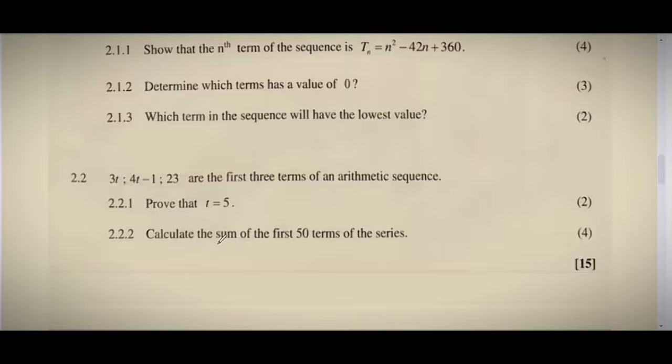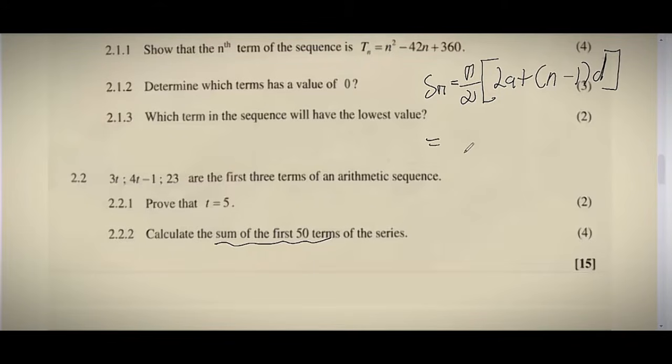2.2.2 says calculate the sum of the first 50 terms of the series. Sum, guys. So Sn, we already know if we are trying to find the sum of the arithmetic sequence, Sn is equal to n over 2, and then bracket 2a plus (n minus 1)d. So you do not even have to memorize this. If you are working with your question papers, you just flip to the last page there, which is your formula sheet. You will find this equation there.